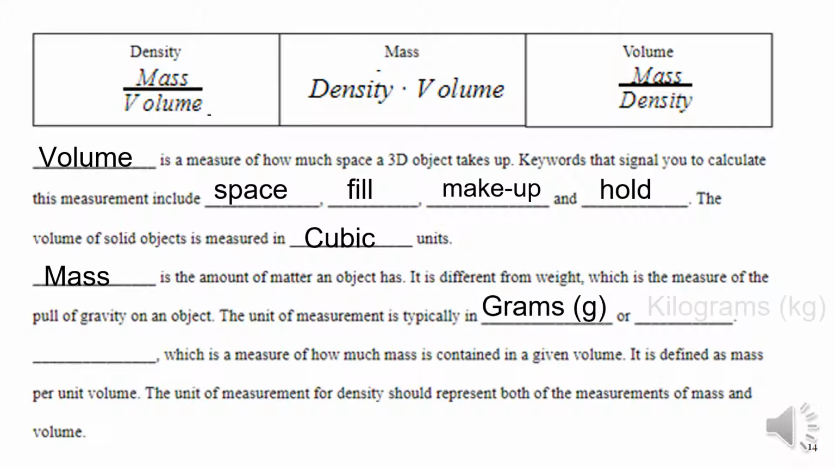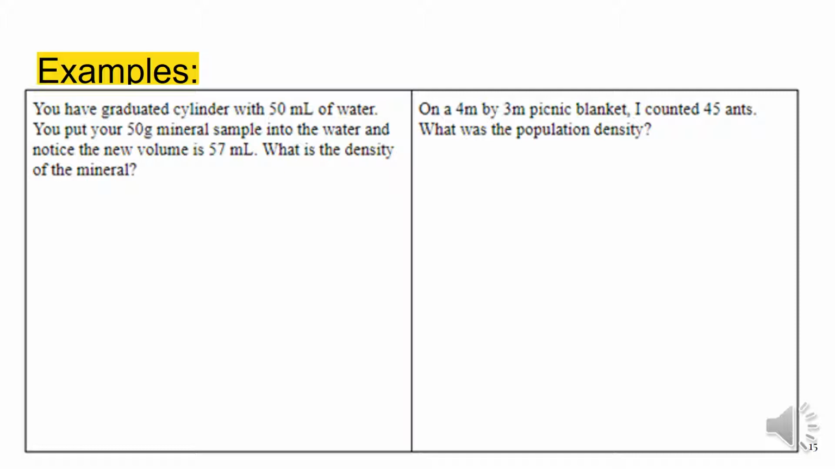The unit of measurement is typically grams or kilograms, so you know you have a mass if you see a g or a kg. Density then is the measure of how much mass is contained within a certain space. It's mass per unit volume, and the unit measurement for density should represent both mass and volume. So for example, grams per centimeter cubed, kilograms per liter. So it'll always have that slash. So let's do these two examples.